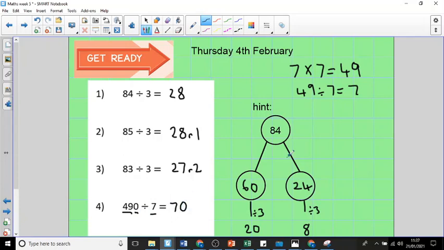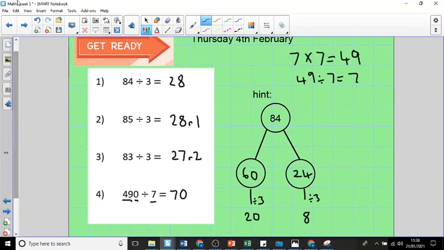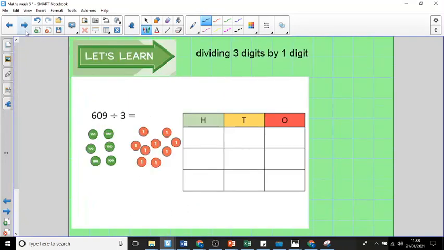Hopefully you got there with those. A bit tricky start this morning. Don't think there are any more. No, that's it. Okay, so now we're going to be dividing 3 digits by 1 digit.